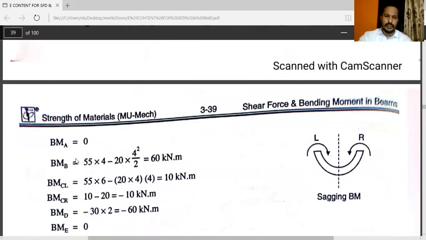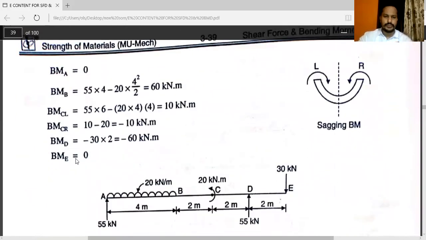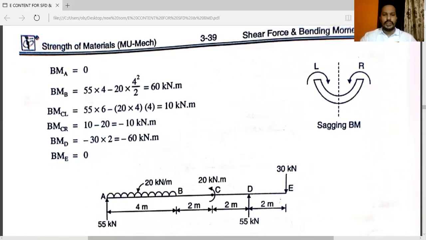Now the next and very important term, that is bending moment calculation. See, here the important point: the values at point A and at point E will be 0 because these are the ends. Here you have to calculate at point B, at point C, and at point D.